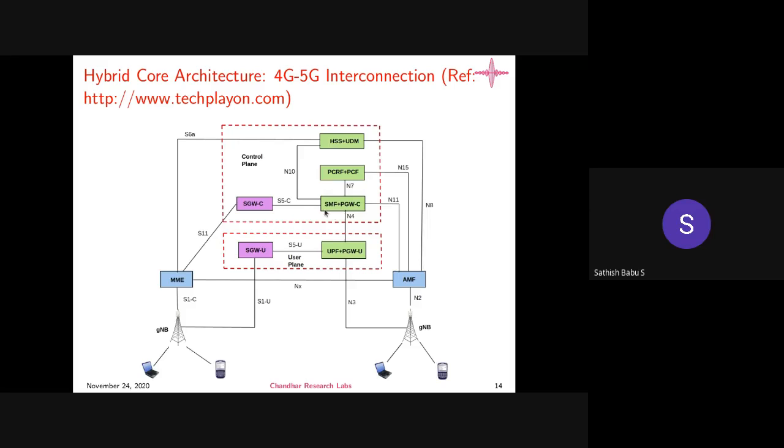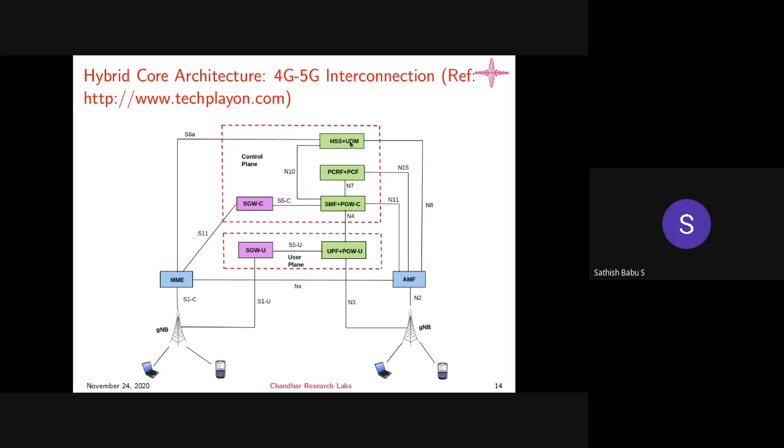Similarly, SMF, I told you, is the session management function. The session management function takes care of all your dialogues, control, session management, all those things. The same thing in 4G, the PDN gateway is doing in the control plane. PDN is packet data network. So both the two functions have been combined. And PCRF is nothing but the policy and charging function in 4G, whereas it is PCF in your 5G.